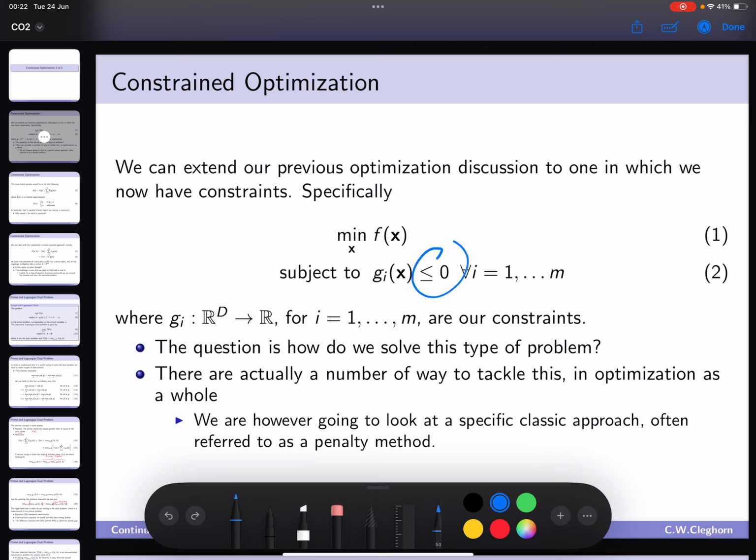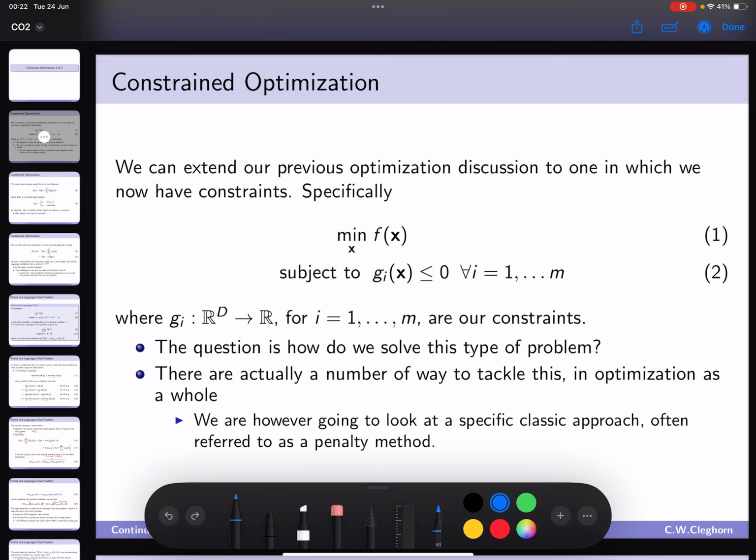This less than or equal to 0 may seem restrictive, but in general, it's the same as saying negative gi of x is greater than or equal to 0. Or for equality, you'll just have both, and the slides touch on that in a couple of slides. So in general, you can try and make any function fit this less than or equal to 0 constraint. And in this case, the gi's are also a function of R^d, so the same input as our normal function f, mapping onto an output scalar, and those are the constraints. These are the functions that we don't want to violate. We don't ever want to be in a position where a function gi outputs a value greater than 0.